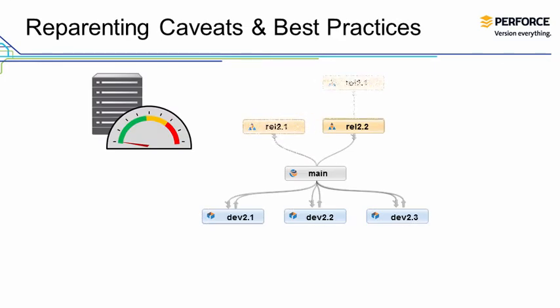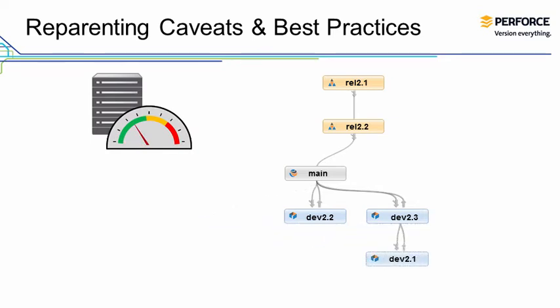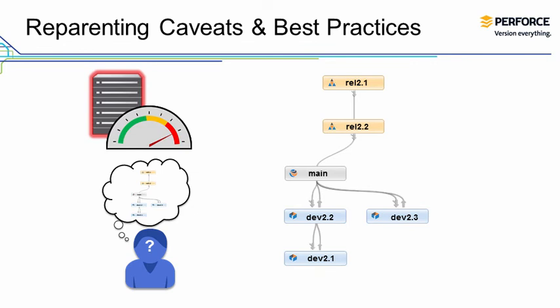Habitual and frequent reparenting can also place additional demands on the server, as the server needs to recalculate the integration state between streams each time you reparent a stream. If you find yourself reparenting streams on a regular basis to accommodate your workflow, it might signify that there are problems with the design of your stream hierarchy.